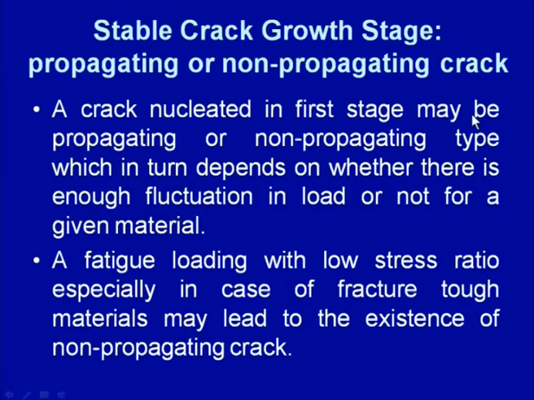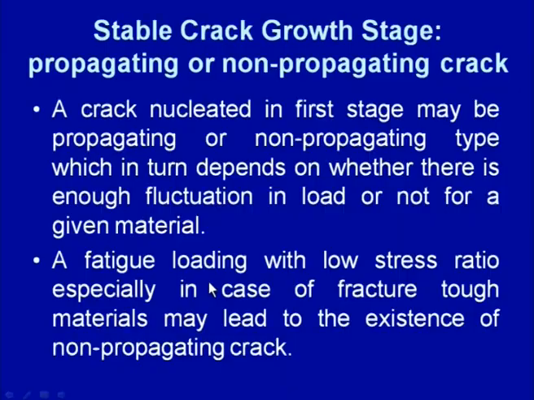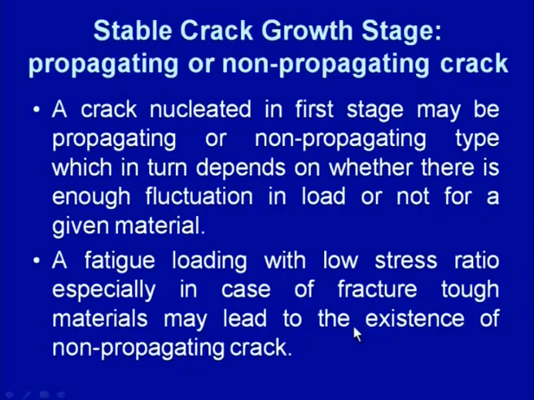So, a crack nucleated in stage 1 may be propagating or non-propagating type, which in turn depends on whether there is enough load fluctuation or not in a given material. So, if the fluctuation is very limited, despite having the crack present or nucleated in the initial stage, it can become non-propagating type. Then a fatigue loading with a high stress ratio, especially in the case of a fracture tough material, may lead to the existence of a non-propagating crack. So when the load fluctuation is very limited, that is shown by the high stress ratio, and if the material is also very fracture tough, then the crack present may be of the non-propagating type.